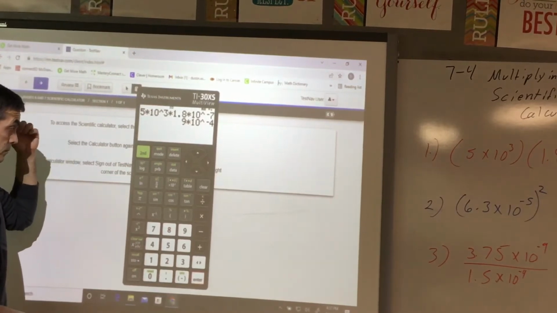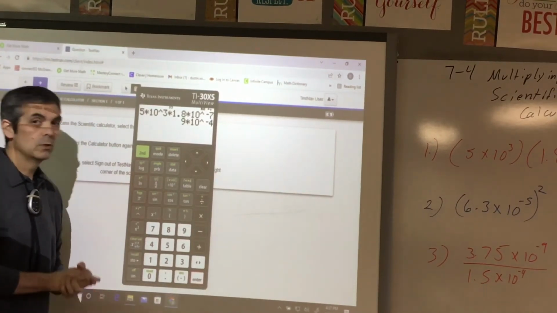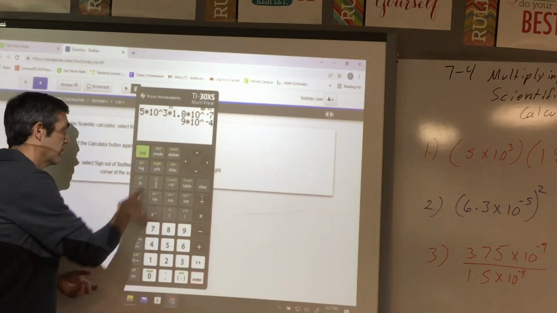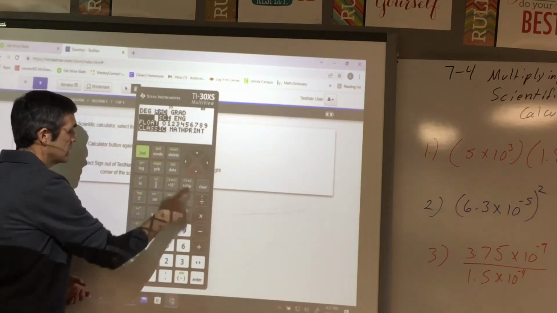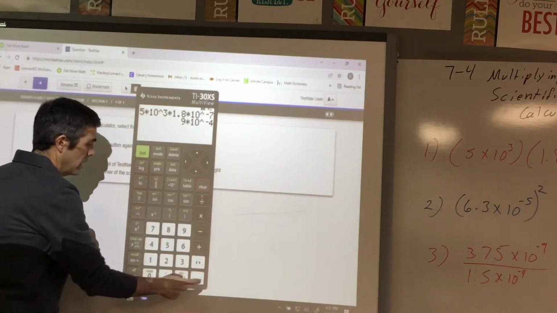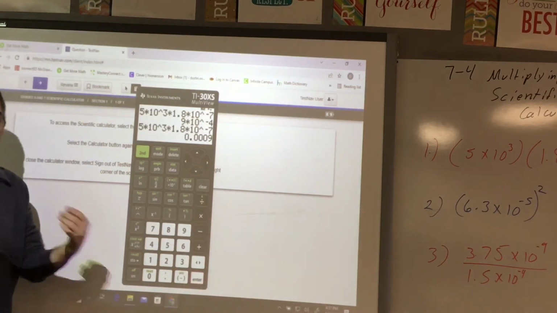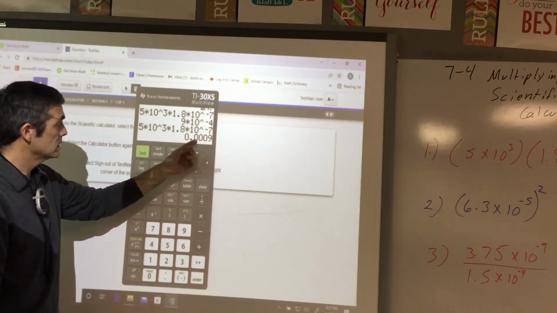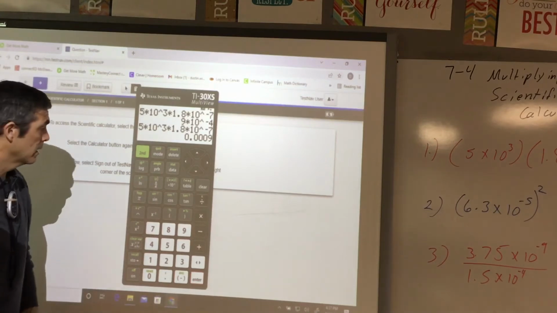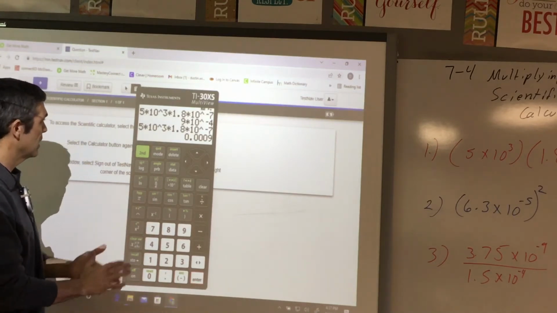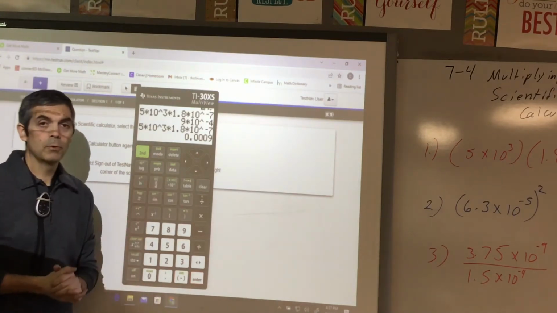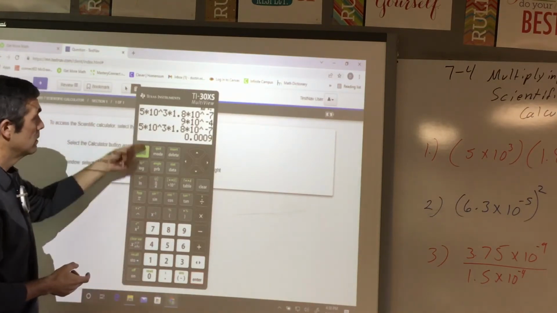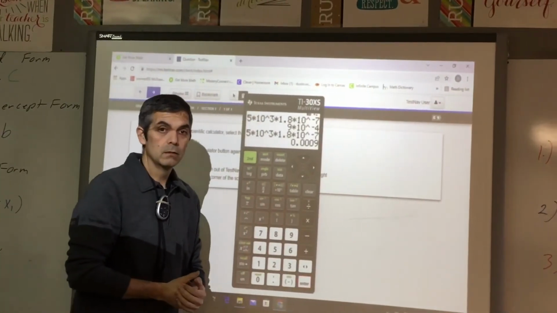Okay. If I want to take this to standard, this right here is in scientific. If I want it in standard, I've got to go back to mode, change it to normal, clear out, and I should be able to just hit enter, and it'll give it to us in standard form. Notice 0.0009. Now, I don't think it matters if it's in classic or math print. Next one I'm going to put into math print just to see, because I can't remember. But that's exactly how you plug it in.